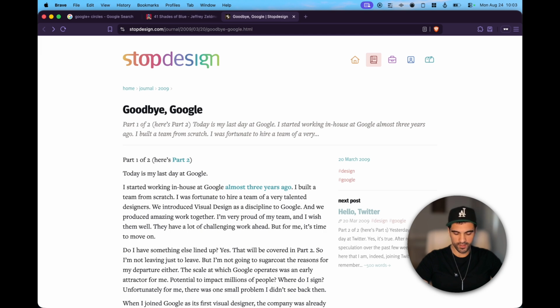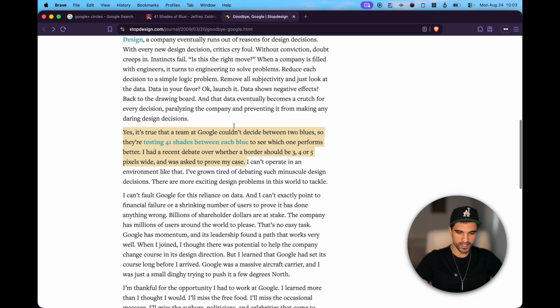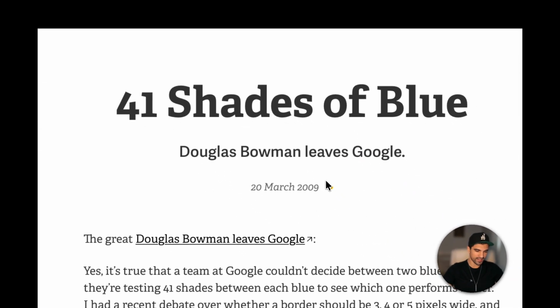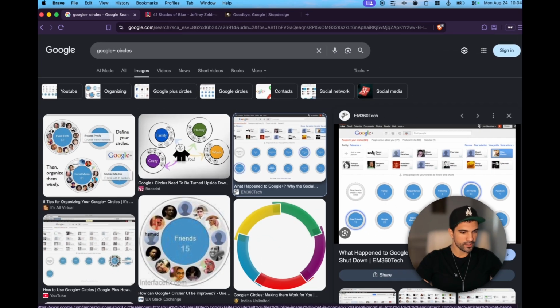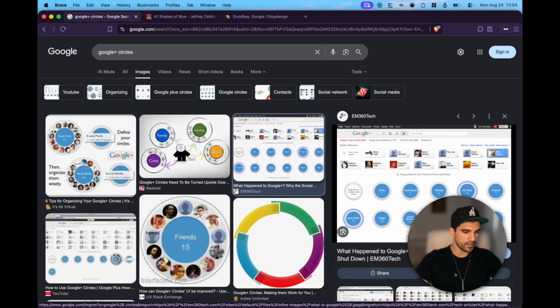There's a famous meme where this designer left Google and he wrote this blog post. He describes this funny situation where a team at Google could not decide between 2 blues. So they decided to test 41 shades between each blue to see which one performs better. He also says, I had a recent debate over whether a border should be 3, 4, or 5 pixels wide, and I was asked to prove my case, which is hilarious, right? This has become a meme. And obviously Google had unlimited, still has, engineers, unlimited money. So yeah, if anyone is an expert in retention, it's these guys.